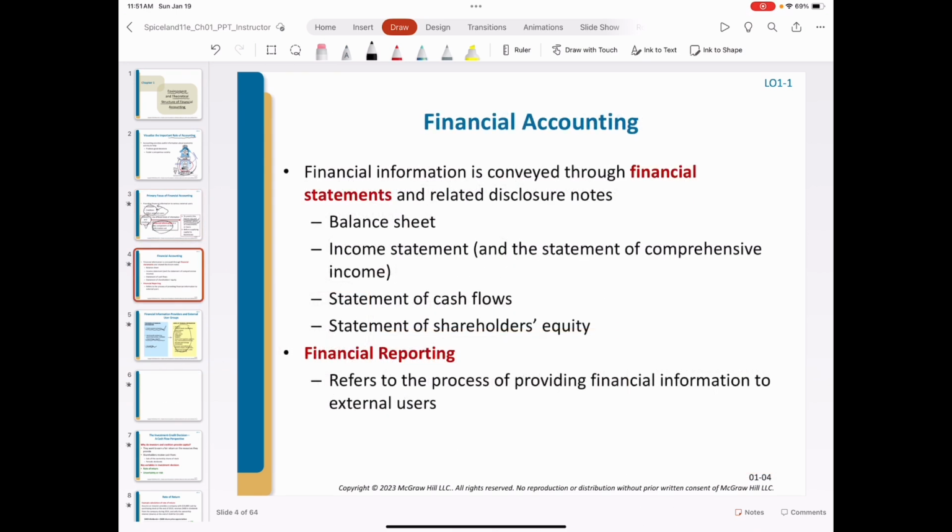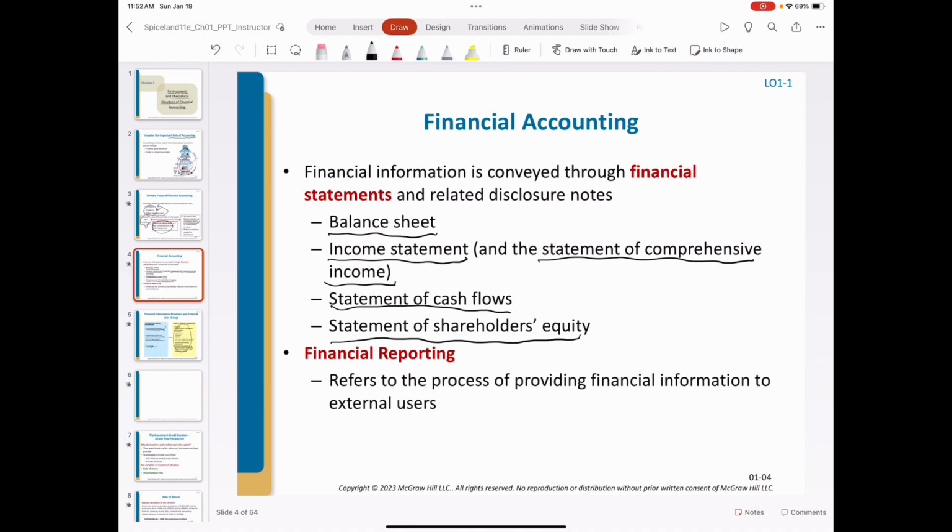In this class, when we refer to the financial statements, we usually refer to four primary financial statements. They are the balance sheet, the income statement, also called the statement of operations, which we can also extend to the statement of comprehensive income, the statement of cash flows, which tracks the cash inflows and outflows for different activities, and the statement of stockholders' equity. These four primary financial statements must be disclosed by profit-oriented companies. But financial reporting includes more than just the financial statements. It also includes notes and peripheral information.